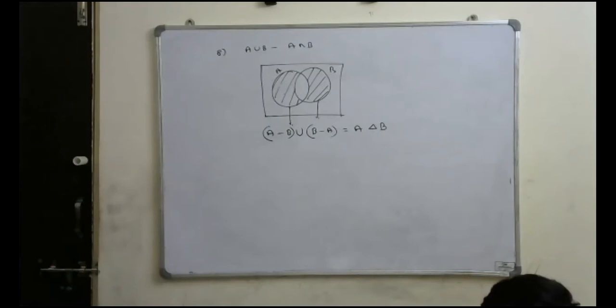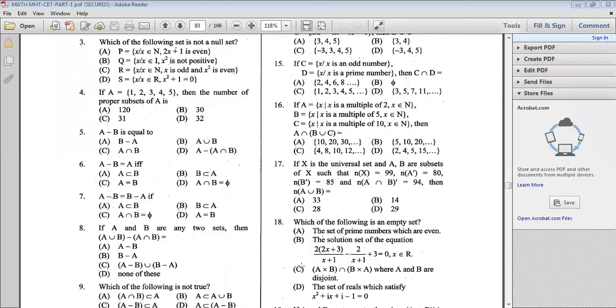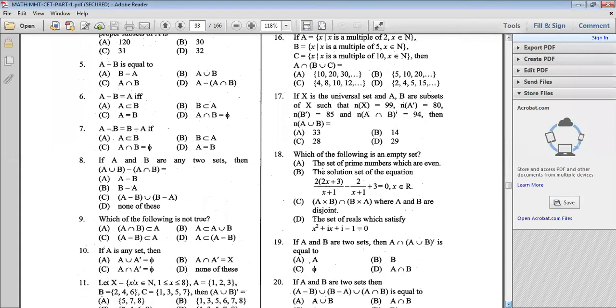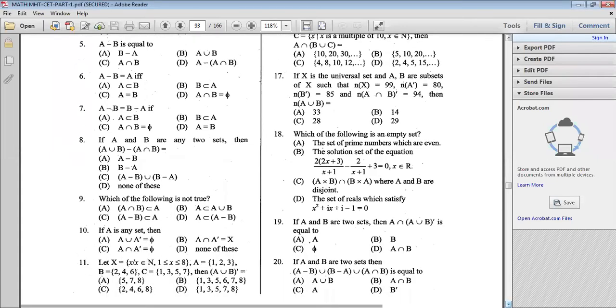Next, look at the ninth problem. Which of the following is not true? A intersection B is the subset of A. Is this equal? Yes. A intersection B will be the part of A only, right? Similarly, A is subset of A union B. Is this equal?